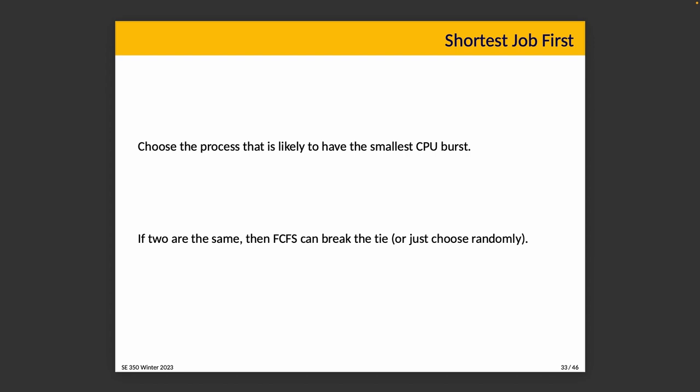Okay, so what we're going to do is choose the process that we think is likely to have the smallest CPU burst. That is to say, the one that we think is likely to use the CPU for the shortest amount of time before getting blocked for something else, IO or page fault or something to that effect. It's hard to know exactly, right? There's no guarantees in life, and this is one of those situations, but we just are going off of what we think is likely. And if we have two of them that are the same, then we can use first come, first serve to break the tie, or we can choose randomly or something like that.